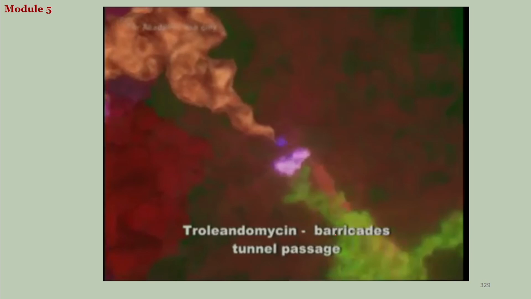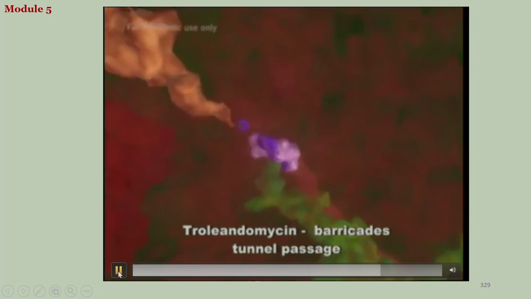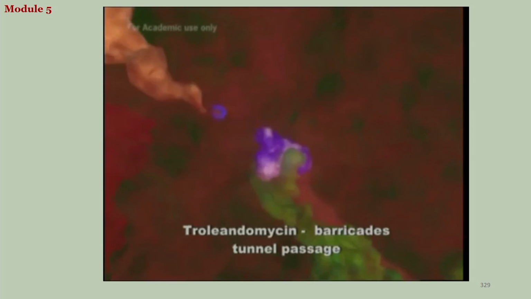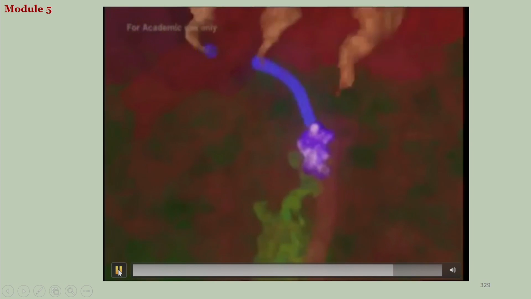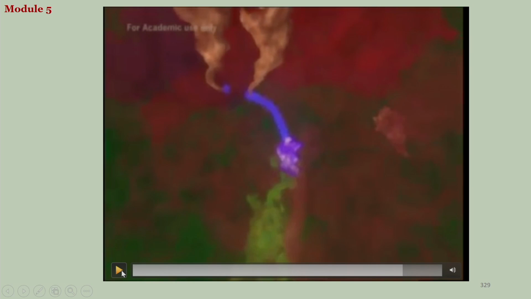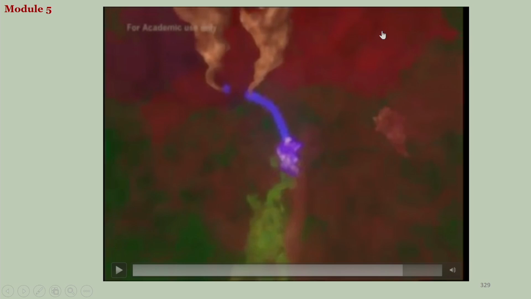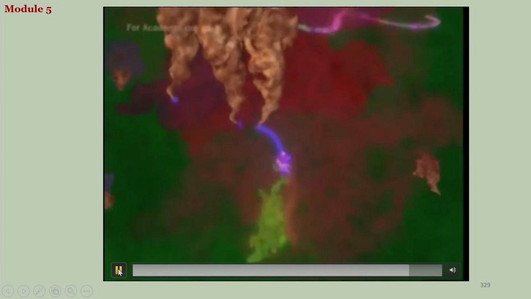Troleandomycin is another class of antibiotic that barricades tunnel passage. So, it will again block the tunnel. Therefore, the protein is getting synthesized. The protein has to move this way as it is getting longer, but now it blocks that road. So, after some time, when the length is enough, it cannot move any further, and then that will stop the further synthesis.